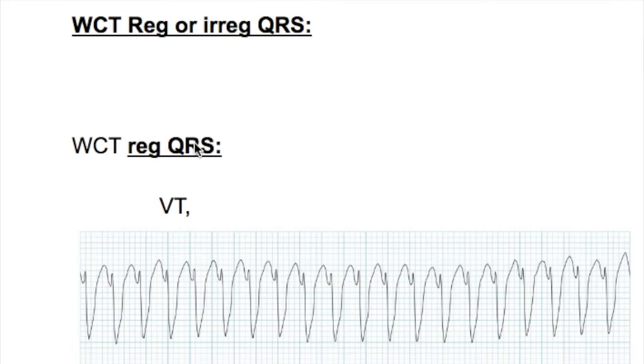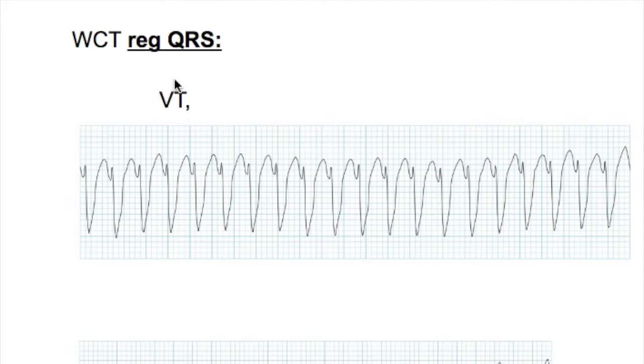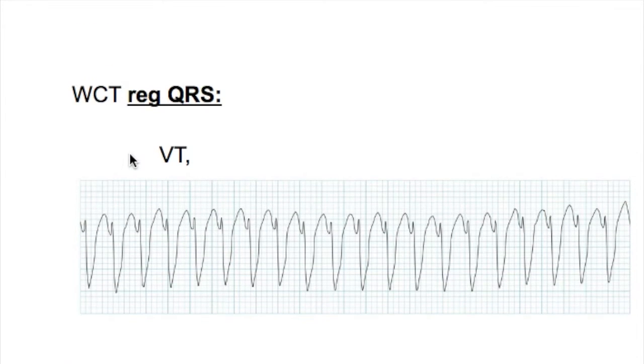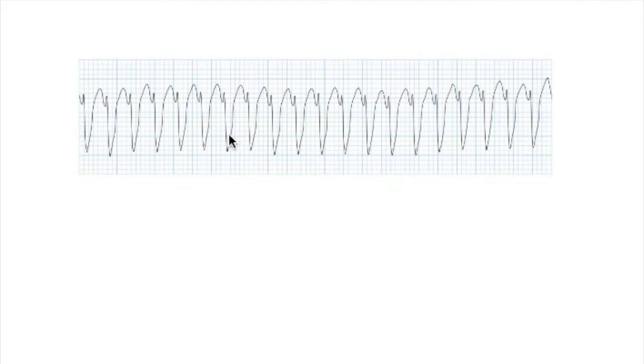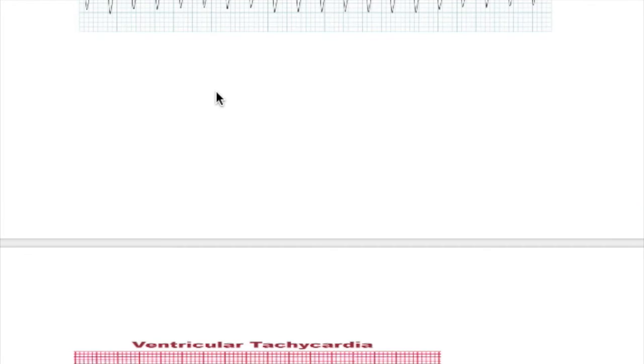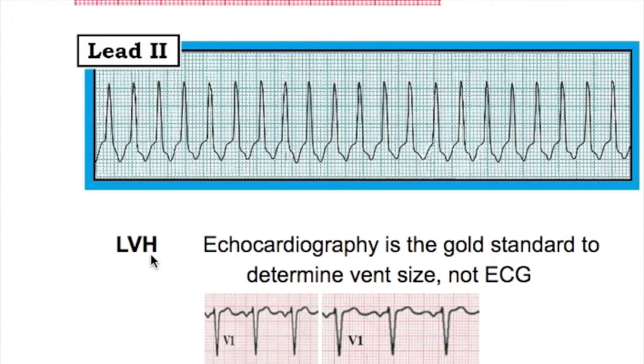So the wide QRS complex may be of two types, a regular and an irregular QRS complex. So for the regular wide QRS complex tachycardia, what's the most common cause? The most common cause is ventricular tachycardia. So VTAC is the most common cause of a regular wide QRS tachycardia. See here, this is ventricular tachycardia, dead regular.